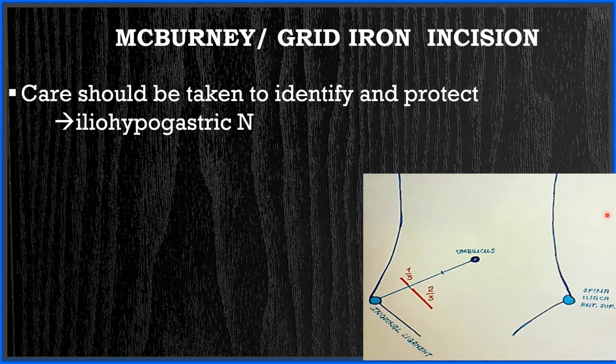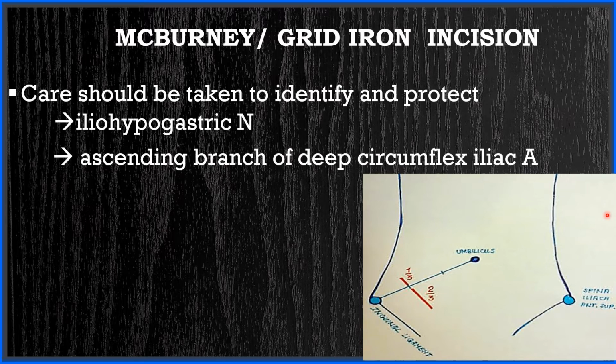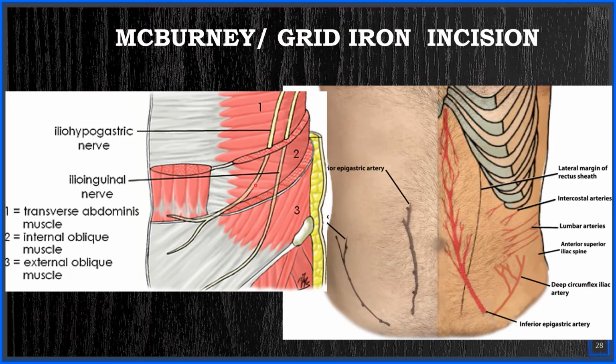When you are putting this incision, you should be careful not to injure the iliohypogastric nerve and the ascending branch of deep circumflex iliac artery. So you should identify this nerve and artery and be careful not to injure it. It's iliohypogastric nerve and ascending branch of deep circumflex iliac artery. This is the abdomen, this is the left side. So this is the iliohypogastric nerve that is seen in the plane between the internal oblique and the transverse abdominis. So in that plane you have to look for the iliohypogastric nerve and you should not injure the nerve. Similarly, you have the deep circumflex artery also seen in this region.